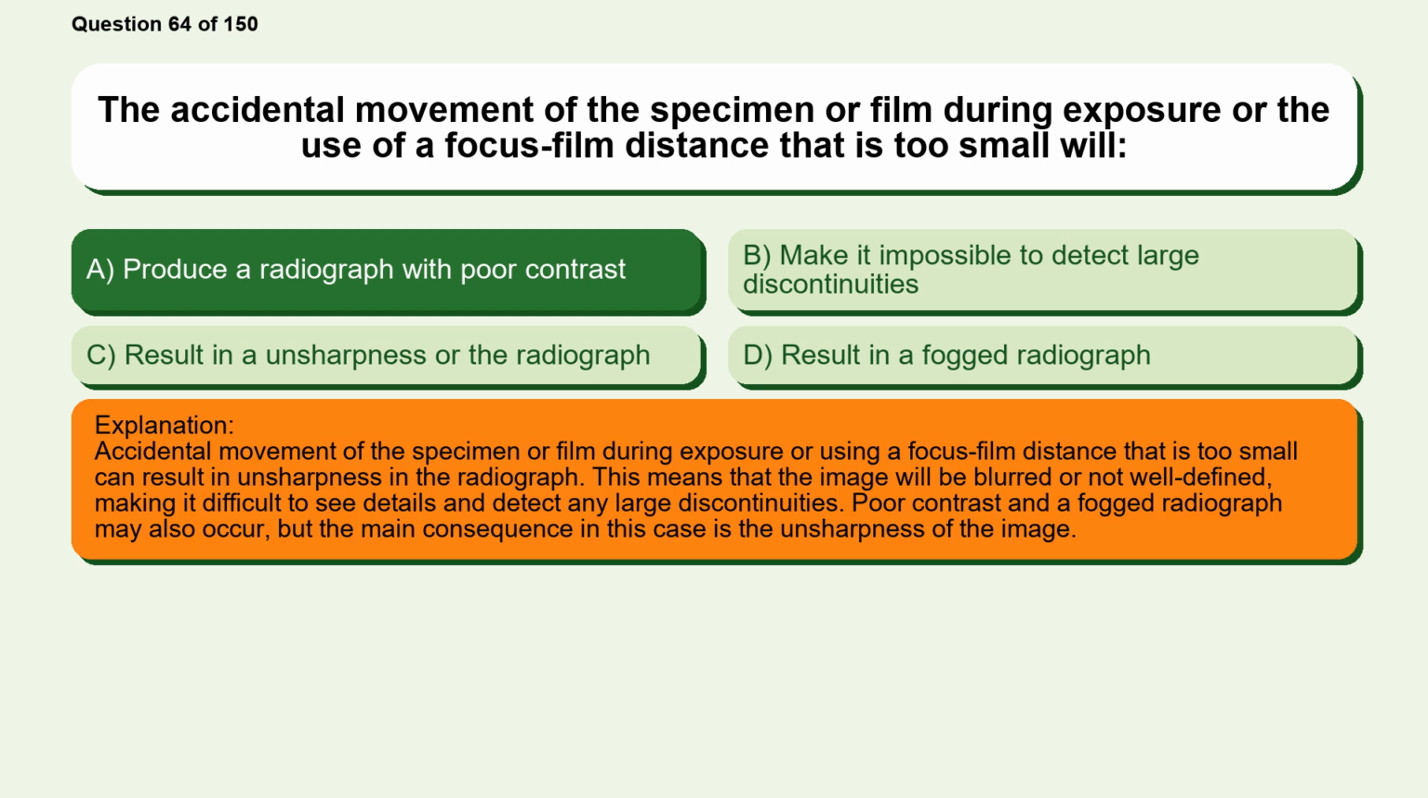Accidental movement of the specimen or film during exposure or using a focus film distance that is too small can result in unsharpness in the radiograph. This means that the image will be blurred or not well defined, making it difficult to see details and detect any large discontinuities. Poor contrast in a fogged radiograph may also occur, but the main consequence in this case is the unsharpness of the image.